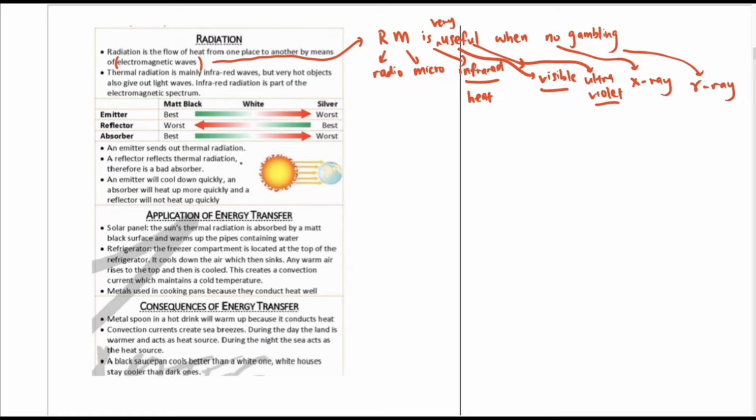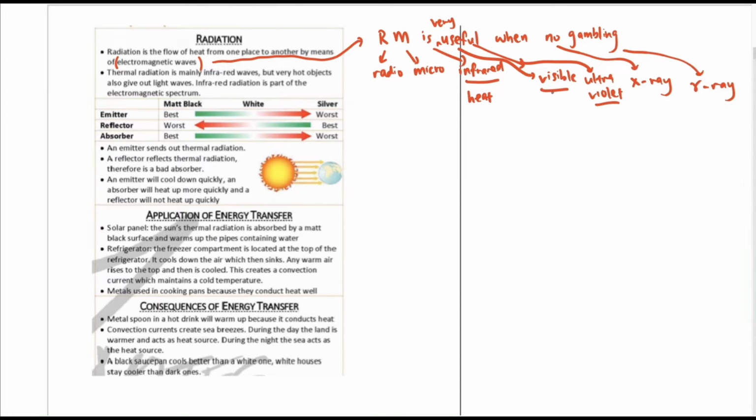So our main concern is how the heat is transferred, and that is through infrared radiation. So infrared wave or infrared radiations. But very hot objects also give out light waves. Infrared radiation is part of the electromagnetic spectrum. So these are the spectrum. So heat is transferred through infrared.